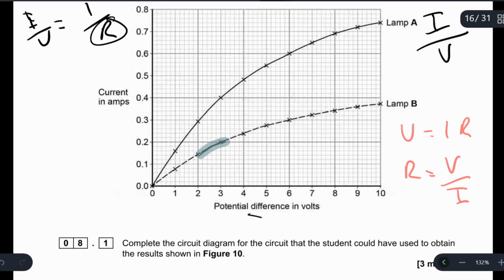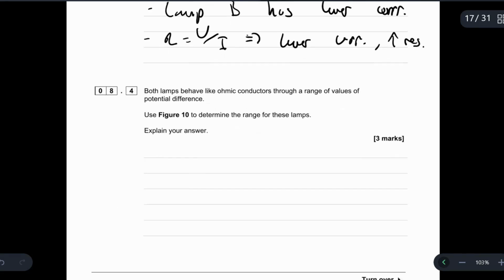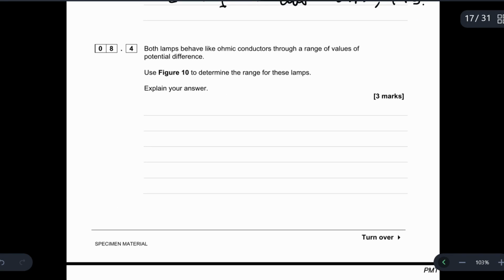And so at this point, it's a non-ohmic conductor. But up to here, you've got straight lines. And so you can say that the lamps are acting as ohmic conductors. So we go back to our question then. The range of values would be 0 to 2 volts. So that's our first mark, just to identify the range of values.